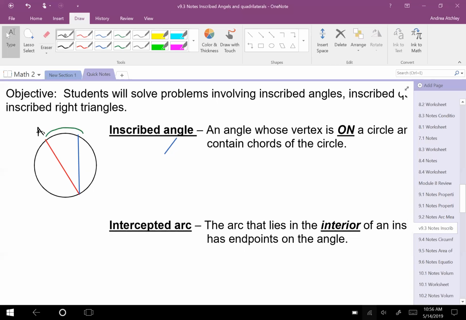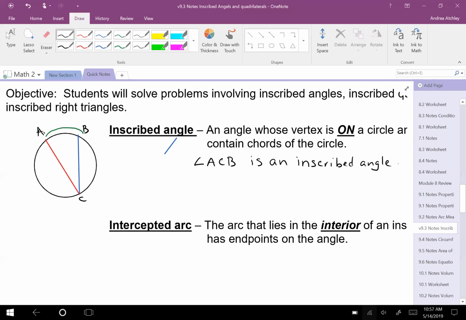Okay, we're going to label it A, C, B. So we would say angle ACB is an inscribed angle, because the vertex is on the circle instead of at the center of the circle, it's on the circle.